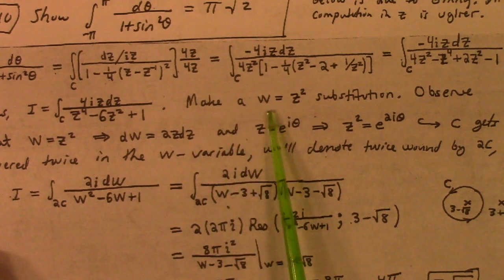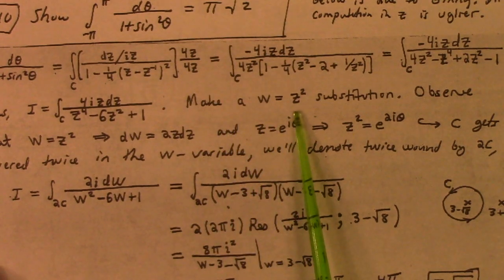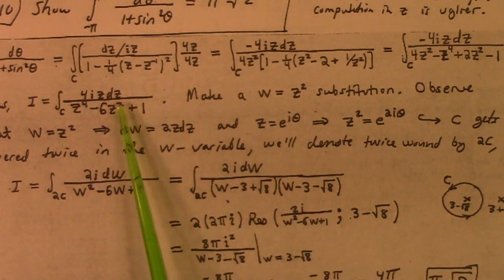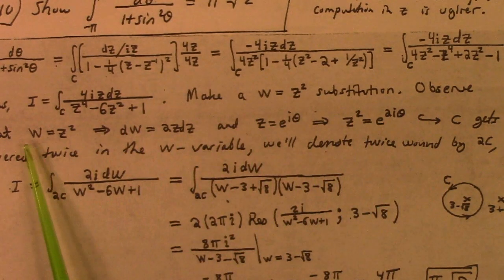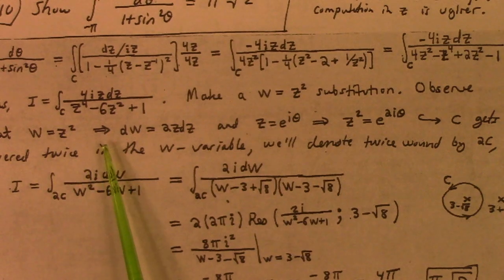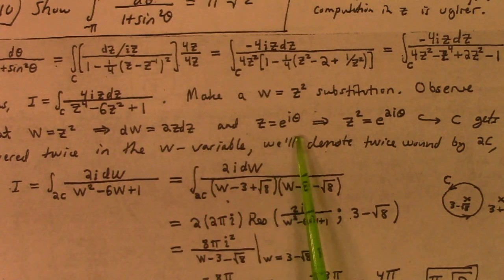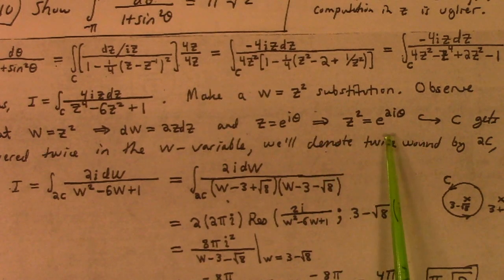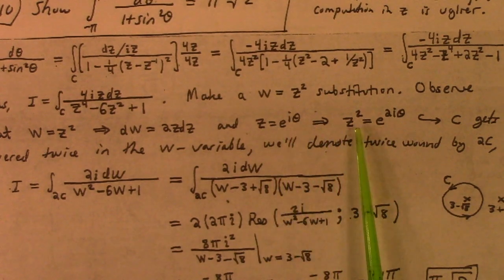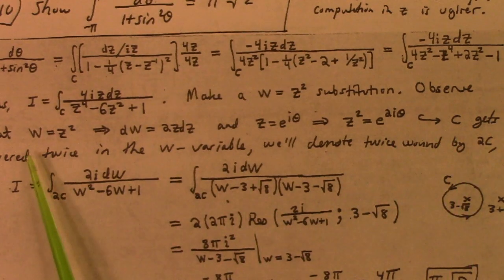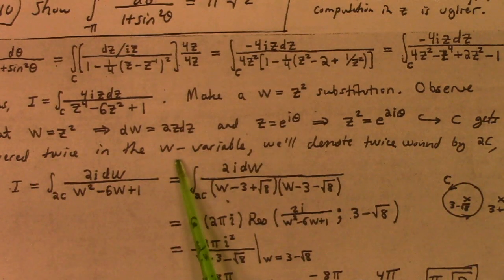My wife said make a w equals z squared substitution back in the day. And I said, okay, why not? Let's do it. So if you make a w equals z squared substitution, then dw is 2z dz. And z equals e to the i theta gives you z squared is e to the 2 i theta, which means that the circle gets covered twice in the w variable.